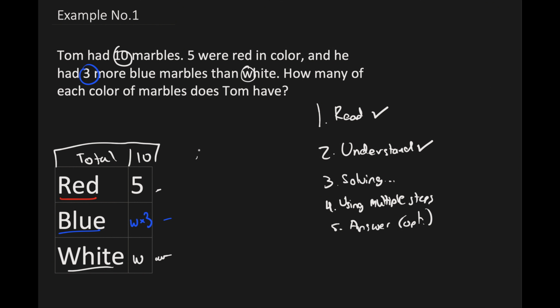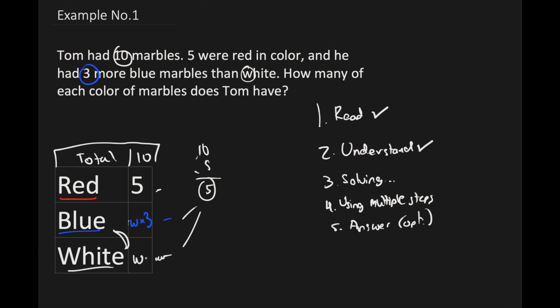Okay, so if you do 10 minus 5, these 2 numbers should start clearing up. So 10 minus 5 is 5. That means that these 2 numbers should combine to make 5, right? Because 5 is what these 2 make.